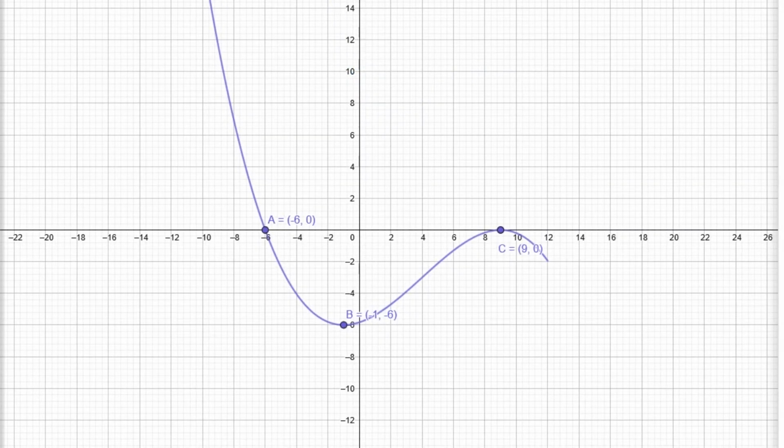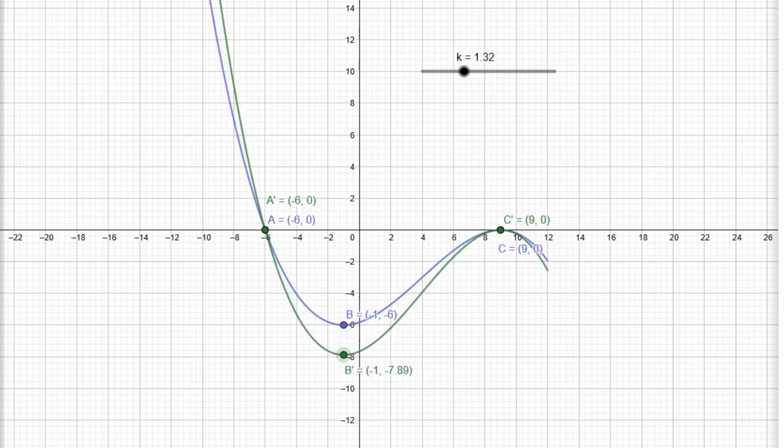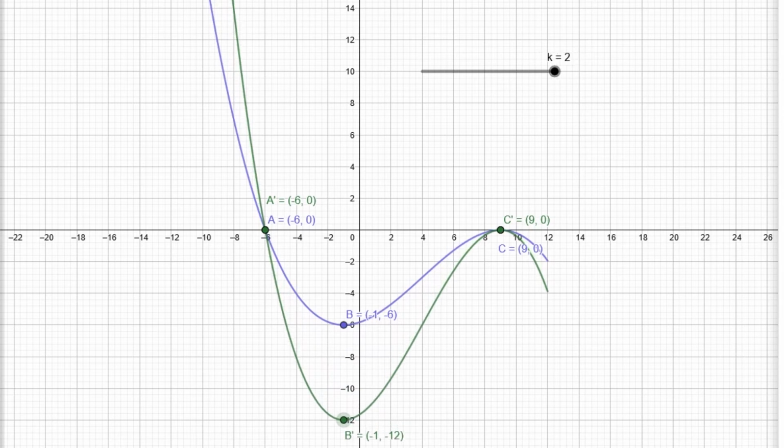So as well as the original curve, we can display the new curve, which at the moment will be overlaid on the original one, because at the moment we just have a value of k of 1. We want to see what happens when that changes to 2. And we can also see the images of the 3 points A, B, and C. We'll call them A', B', C'. So our prediction is that everything will scale up parallel to the y-axis with a scale factor of 2. Let's increase k from 1 to 2. That's exactly what is happening.